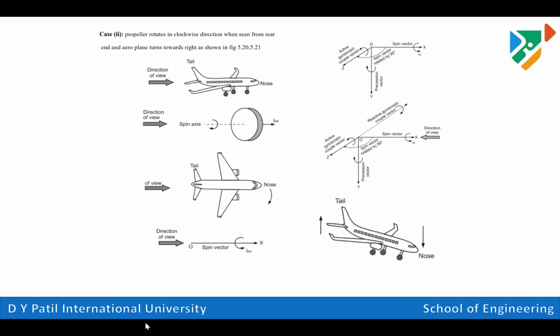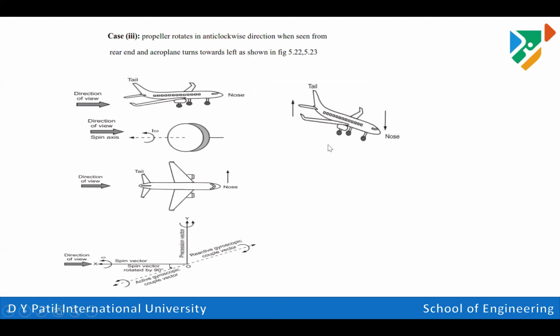Now we have the third part. Instead of clockwise, if you take anti-clockwise direction of that rotor or propeller shaft when seen from rear end, what is happening? Again, we can apply the right hand thumb rule, and it is taking turn towards left. So we are turning that thumb towards left side. This is the direction of active gyroscopic couple, and reactive is acting in opposite direction. So its front end is going in downward direction and tail end is going in upward direction. That is, nose towards downward side and tail is going in upward direction. So in this way, we can determine the third part.